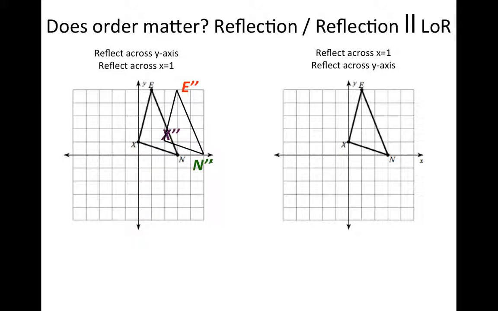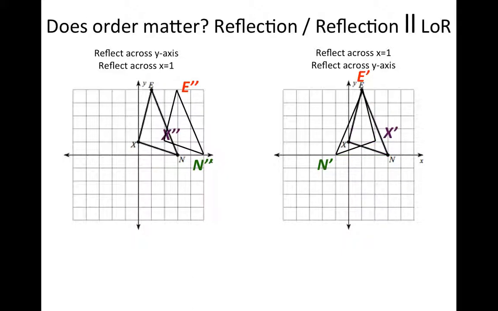Now we're going to do them in the opposite order. First, we're going to reflect across x equals 1. So E is 0 because it's right on it, so I go 0 more, so it stays right there. N is 2 away, so continue 2 to the left, and there's my new N. And X is 1 to the right, so continue 1 right, and there's my new X. And I can draw my new triangle. There it is. Get rid of all that extra stuff.